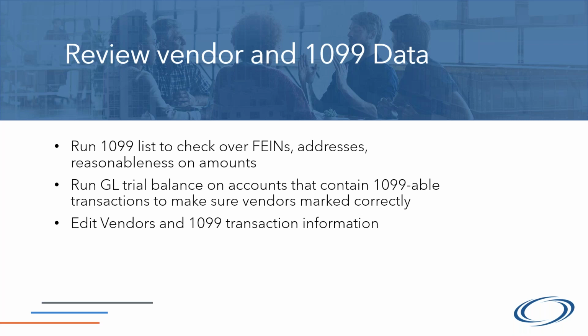Then you would run the GL trial balance on any accounts that contain 1099able transactions, like your subcontracting, things like that, that you would find missing vendors that you maybe want to mark for 1099s that are not currently on your 1099 list. And then we'll edit the vendors in our 1099 transaction information. And I'll go back to GP and show you how to do that.